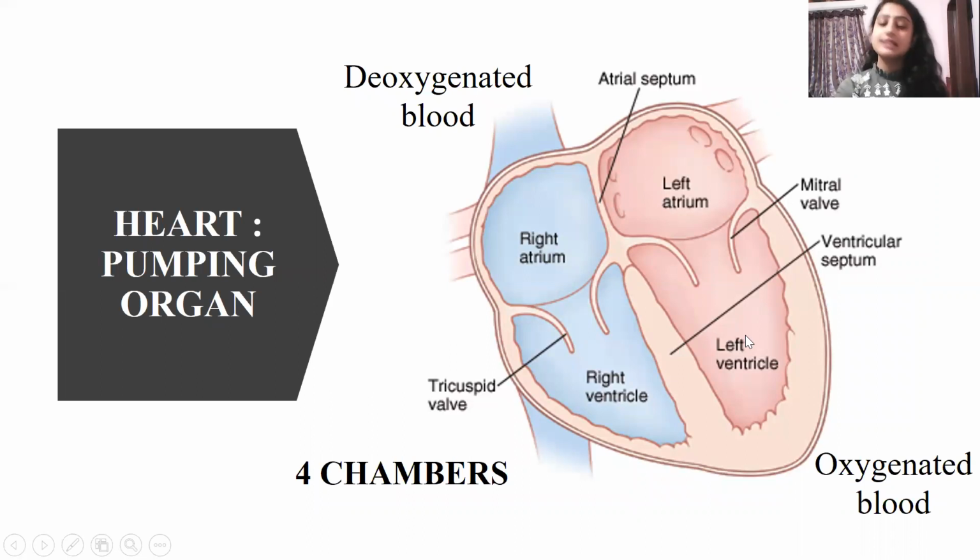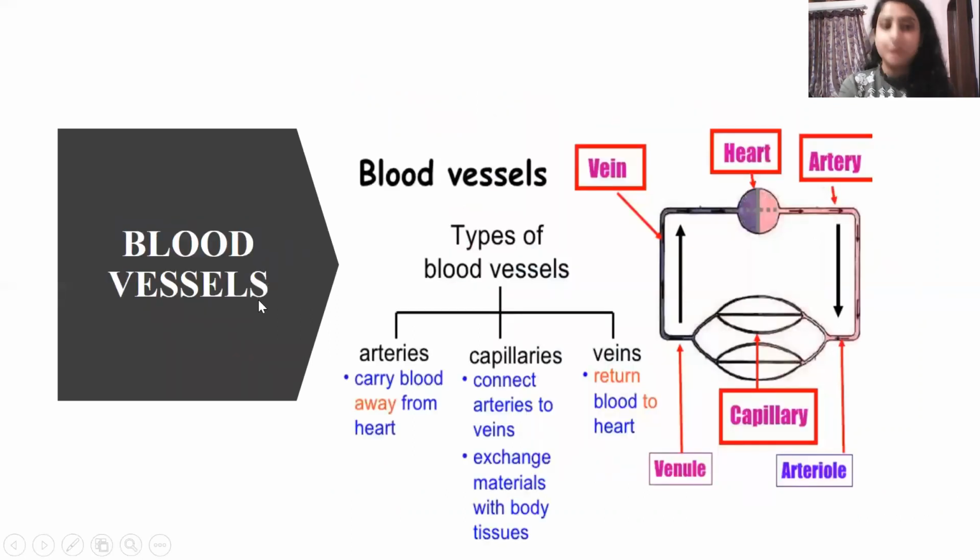Let's see how. See guys, the heart is made up of four chambers. The two upper chambers, which are the right and left atrium, and the two lower chambers, which are the right and left ventricle. The right atrium is connected to the right ventricle. Similarly, the left atrium is connected to the left ventricle. But the right side of the heart is not connected to the left side of the heart. It is separated through septa, the atrial septum and the ventricular septum, because of which the deoxygenated blood from the body stays in the right side and the oxygenated blood from the lungs stays in the left side, and they both remain separated.